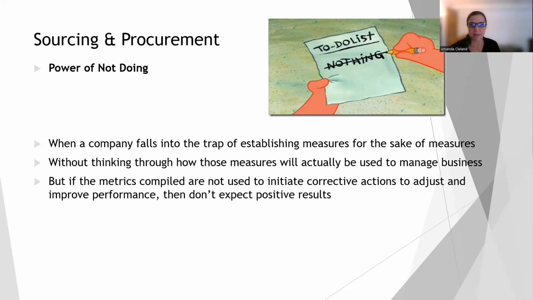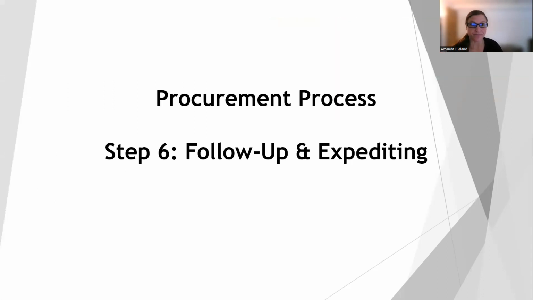So this happens when we establish measures for the sake of measures. We don't think about how we're actually going to use these to manage our business. We don't compile them. We don't initiate any corrective actions. We don't monitor performance. Then obviously we can't expect positive results. We are just letting our vendors and our suppliers do whatever they want, and we're not doing anything as the buying organization. So this is one of our outsourcing ailments.